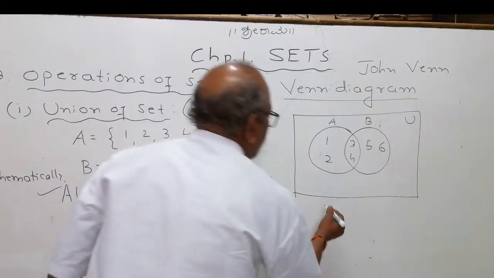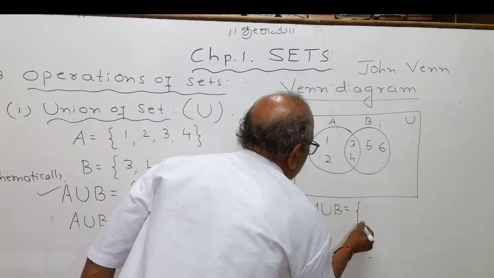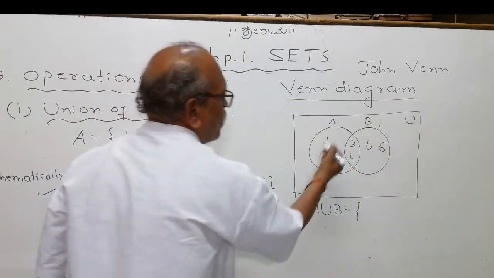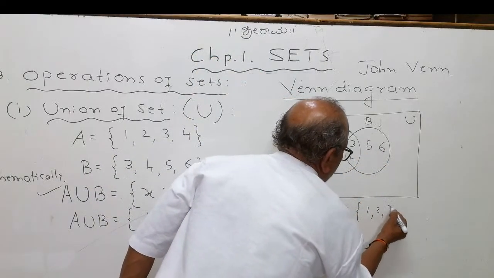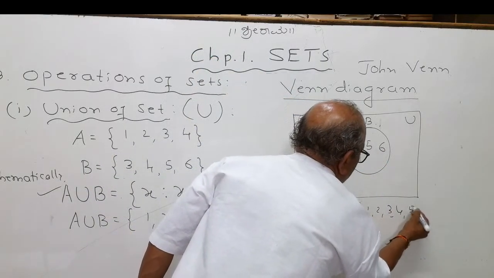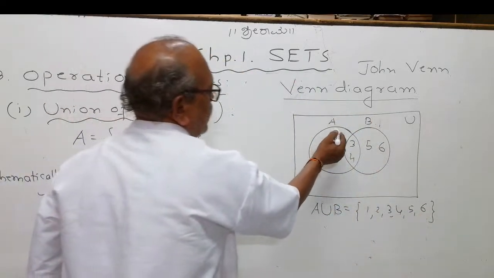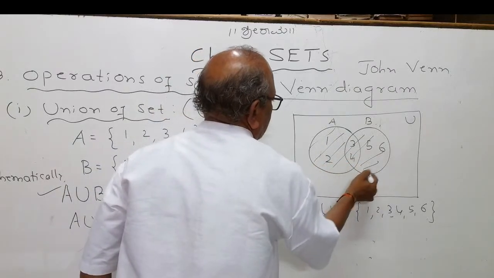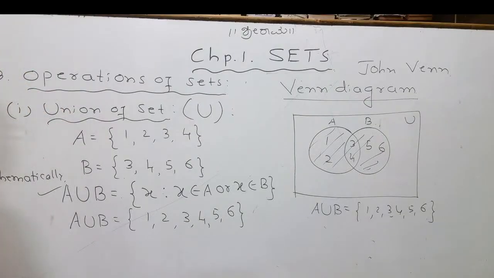Now, what does A union B give you? A union B gives you the set of those elements which are present either in A or in B, meaning all the elements 1, 2, 3, 4, 5, 6. This is the Venn diagram method of representing the set. This entire region consists of A union B. Similarly, you can define the intersection of sets.